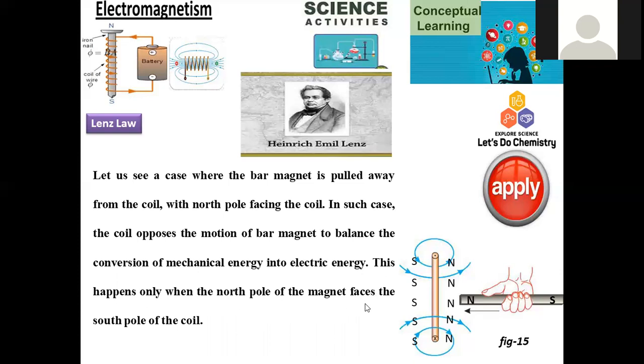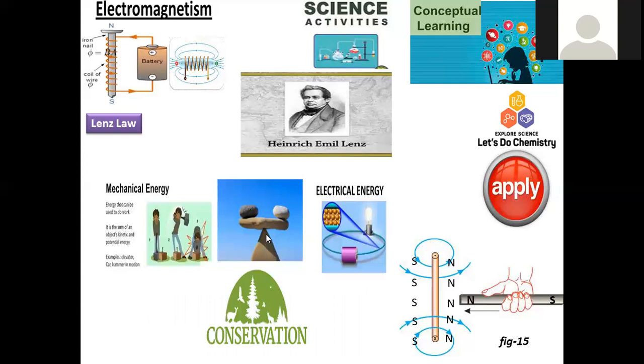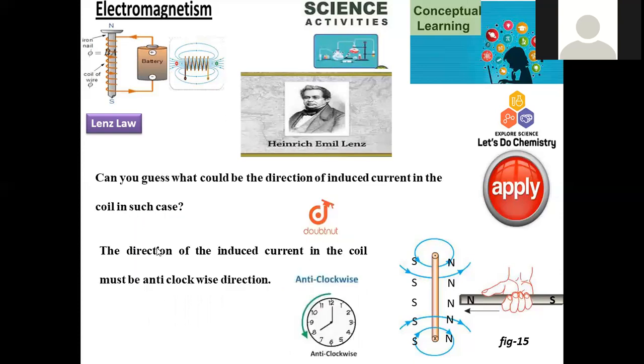This happens only when the north pole of the magnet faces the south pole of the coil, because north-south poles always have an inclination toward each other, and distance cannot be tolerated under such conditions. North-south pole inclination is possible, and there could be a perfect balance to conserve energy between mechanical and electrical energy. This is a natural phenomenon whenever north and south poles are present in closer proximity.